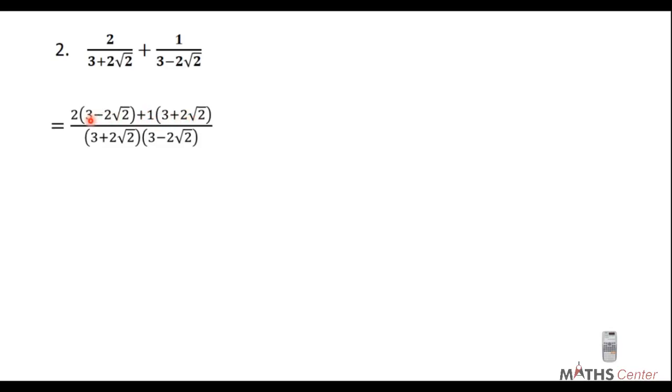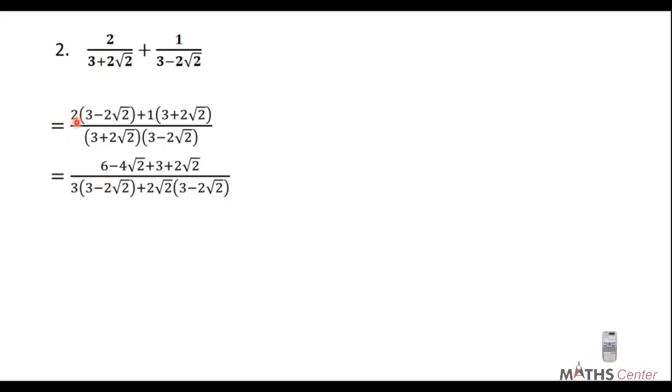Remember, we put 3 minus 2 root 2 and 3 plus 2 root 2 here in brackets because they are binomials, and you have just one term multiplying a binomial. So you have to put the binomial in a bracket, then you put the other term outside the bracket. That's why when you come here, we have 2 times 3 minus 2 root 2, then 1 plus 1 times 3 plus 2 root 2. So from here, it is a normal simplification that we have been doing.